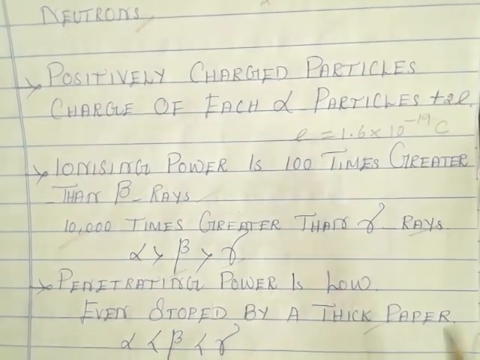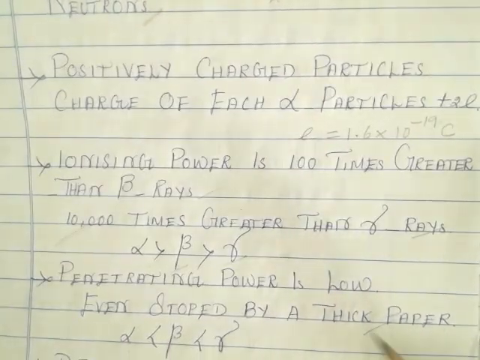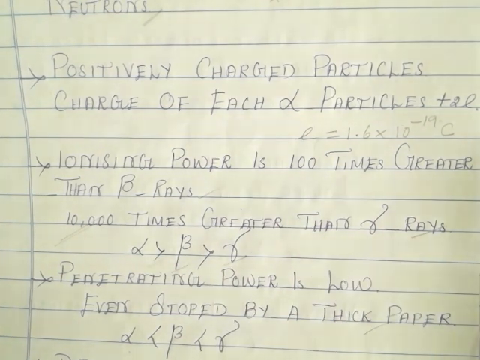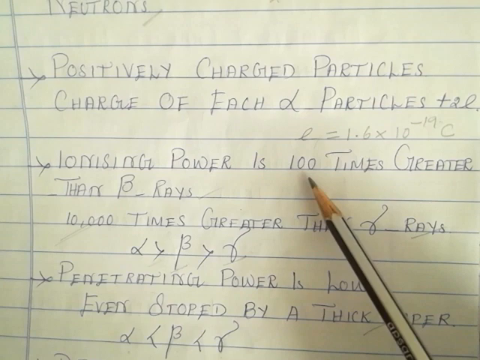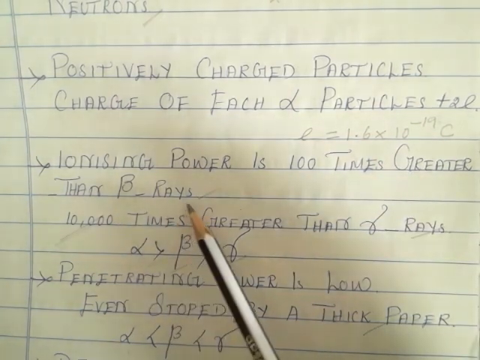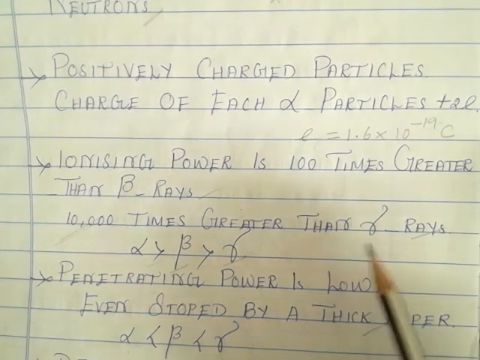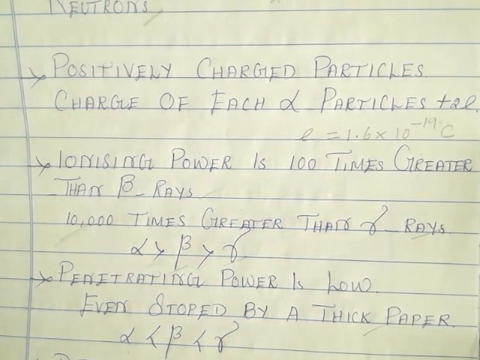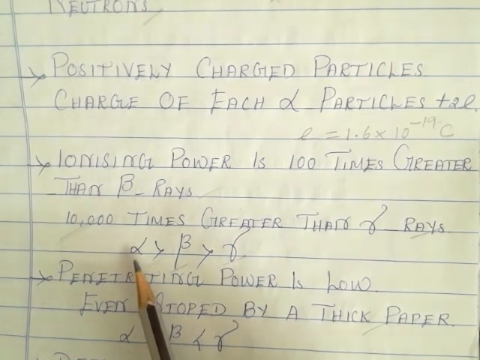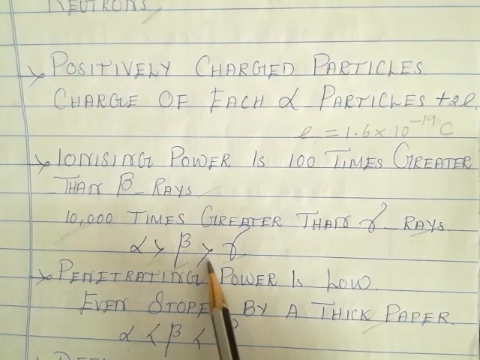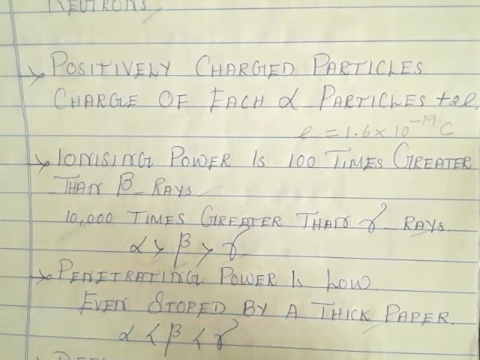And one more important property, note this down: the ionization power of alpha particles is 100 times greater than beta and 10,000 times greater than gamma. From this we can understand the ionization power of alpha rays is very high. I will represent that in the form alpha is greater than beta is greater than gamma.